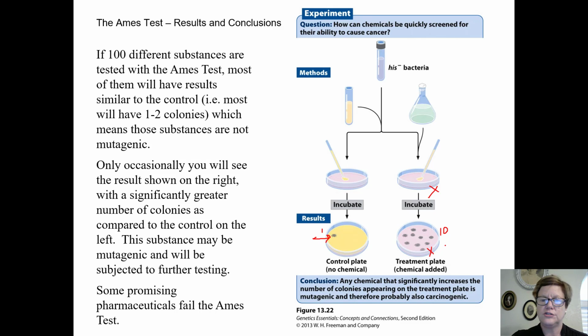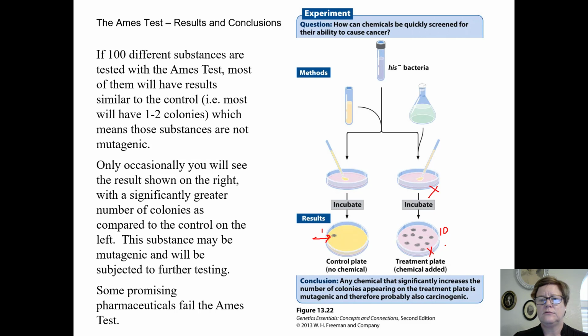And this picture here shows you the result when compound X is mutagenic. A lot of substances are not mutagenic, so a lot of times you have a control plate and you have your experimental plate, and they look pretty much the same. And if that happened, then your compound X is not a mutagen.